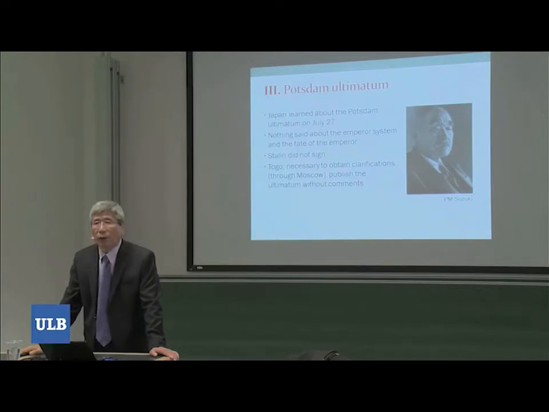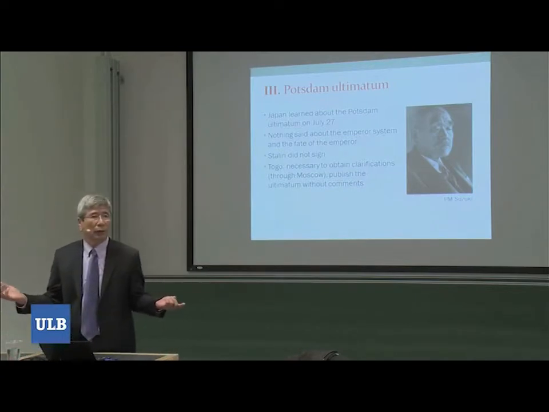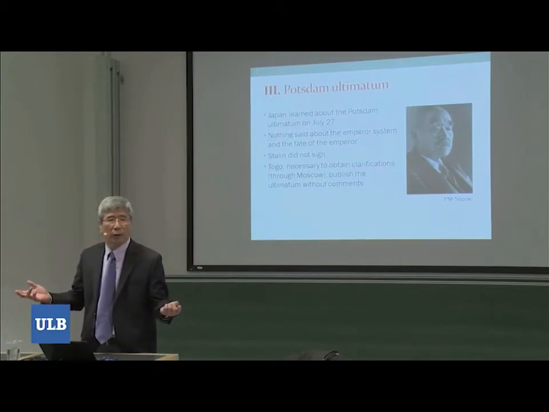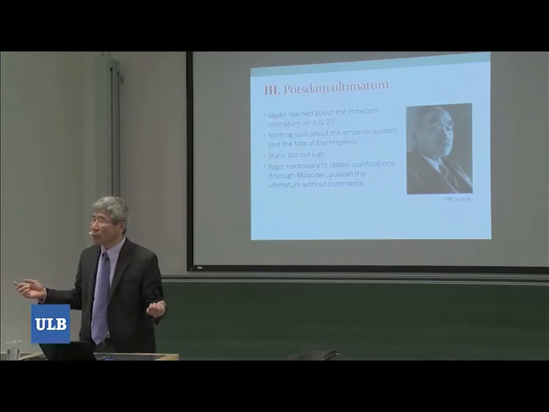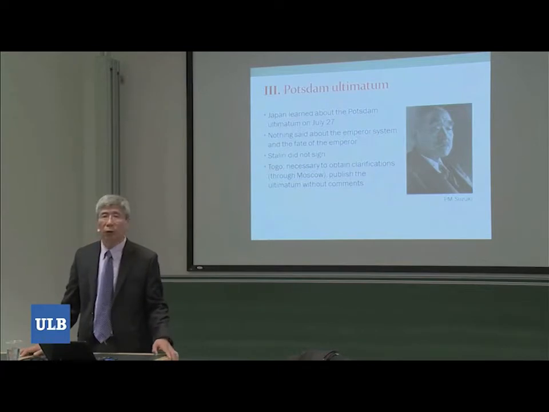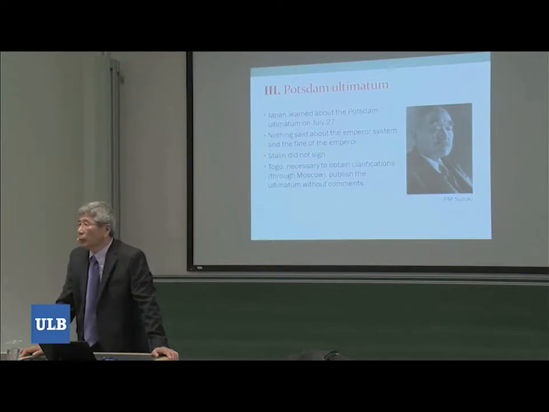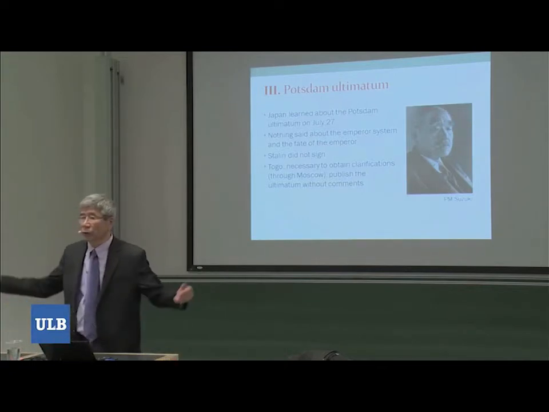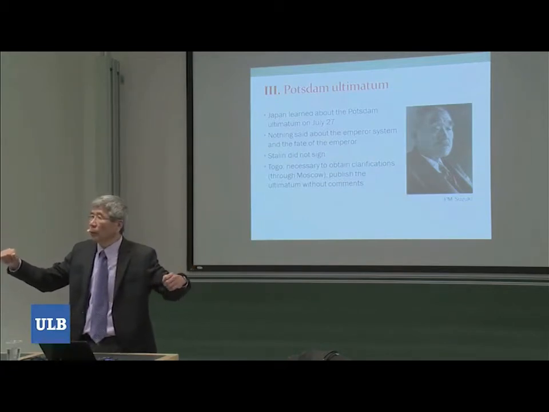And therefore, obviously, an ultimatum that included nothing about the fate of the emperor and the emperor system, of course, they could not accept. But there is some kind of room for negotiation. That's what Togo thought. Togo thought that it is better to publish the entire ultimatum without any comments. Well, you have to publish it because you cannot suppress it, because of the shortwave radio, and the Japanese people are familiar with the contents, right?